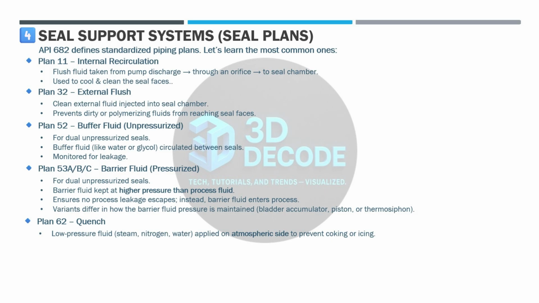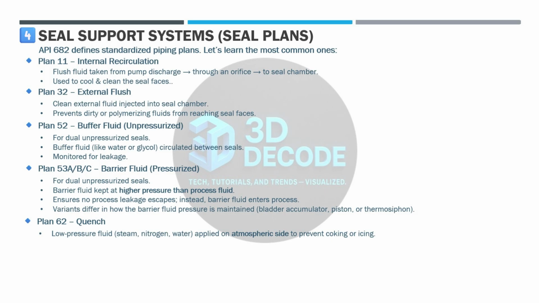Plan 52, buffer fluid, unpressurized. For dual unpressurized seals, buffer fluid, like water or glycol, circulates between seals, monitored for leakage. Plan 53 A/B/C, barrier fluid, pressurized. For dual pressurized seals, barrier fluid is kept at higher pressure than process. Prevents process leakage from escaping. Instead, barrier fluid enters the process. Variants differ by pressure control.